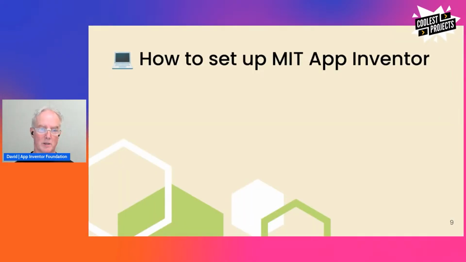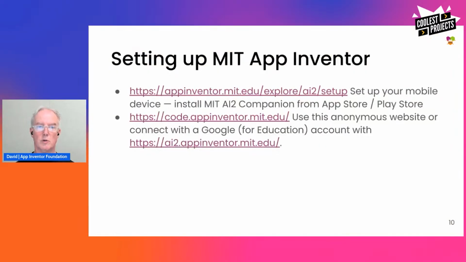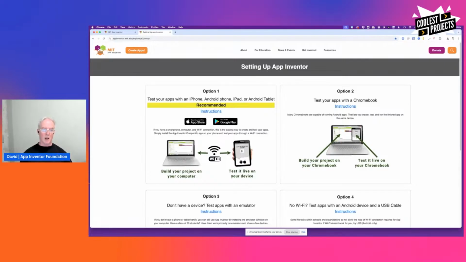How do you set up MIT App Inventor? Well, there's two things that you need to do. Firstly, you need to install the MIT AI2 companion on your mobile device, either iOS or Android, and you need to be able to log into the App Inventor IDE. So these instructions describe how to install the MIT AI2 companion on your Android phone or iOS device. You can also do it on a Chromebook or an iPad on a single device.